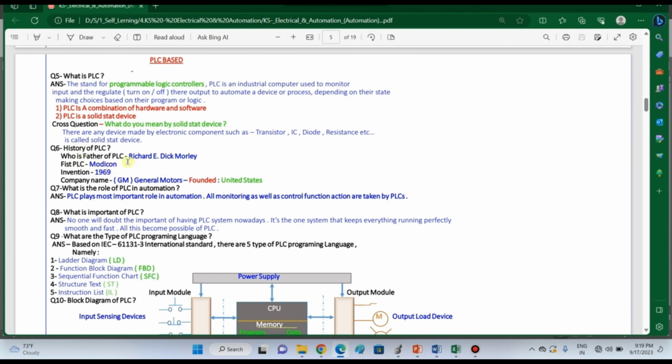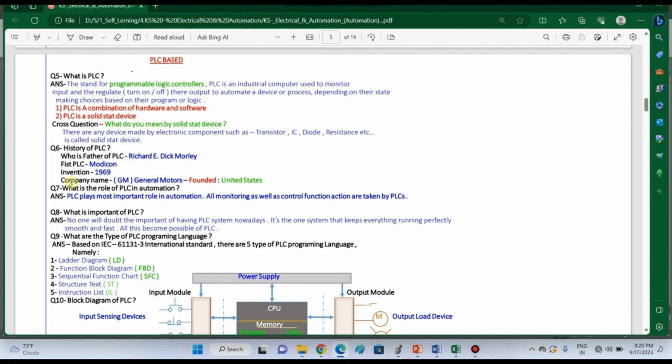Just like history of PLC. So who is the father of PLC? Rich E. Dick Morley is the father of PLC. PLC was invented by Rich E. Dick Morley. First PLC: what is the name of the first PLC? So first PLC name is Modicon. Invention in 1969. And which company developed the first PLC? So first PLC was developed by General Motors. This company was founded in the United States, but the company name is General Motors.